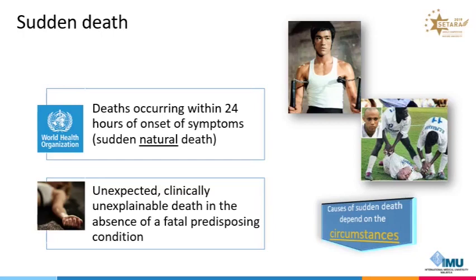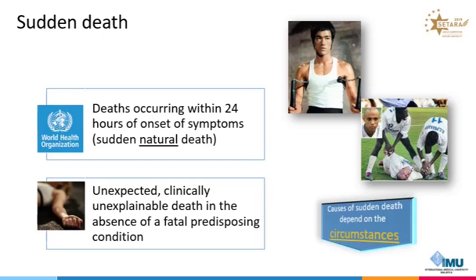Now, the WHO, the World Health Organization, put out a definition saying that any death which occurs within 24 hours of the onset of any signs or symptoms would be considered a sudden natural death. Of course, this definition applies mainly to natural deaths, whereas in a forensic setting, we would also consider non-natural types of deaths, and therefore, in a forensic setting, the definition would be more towards an unexpected or unexplained death which happens in the absence of a fatal predisposing condition.